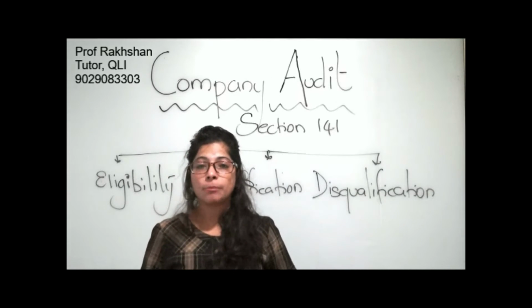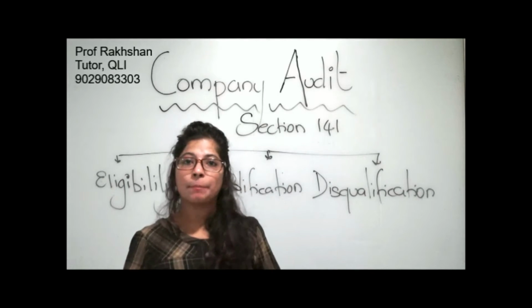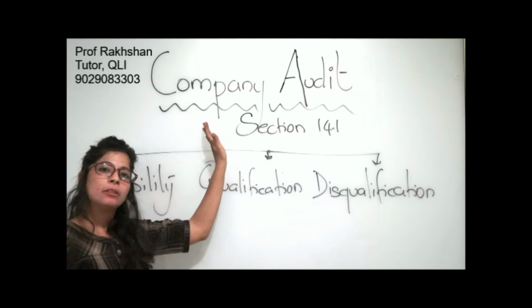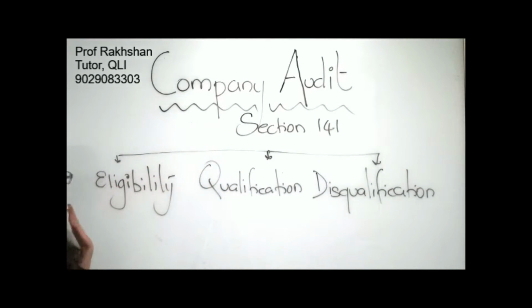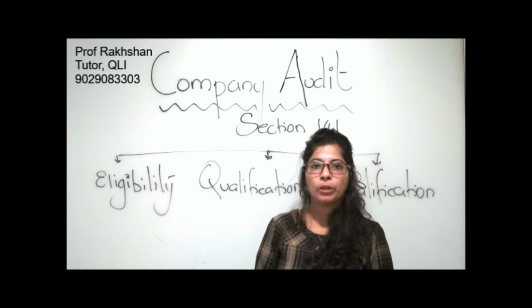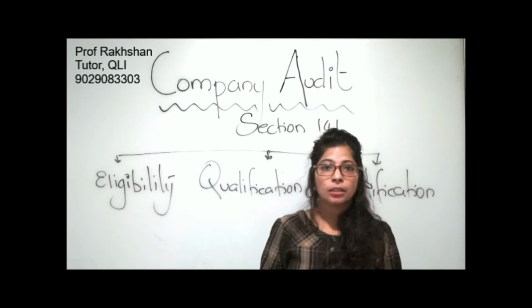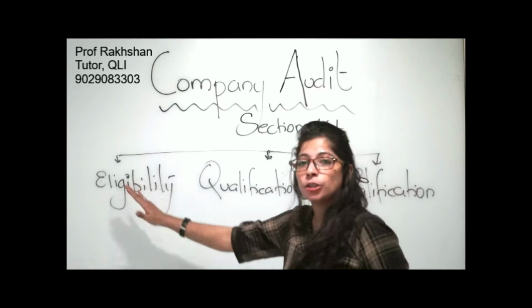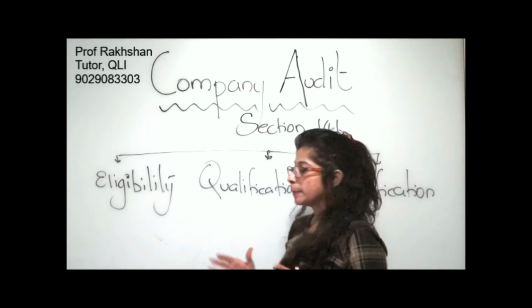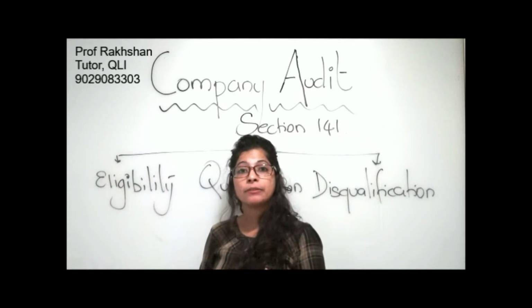Now we're going to talk about section 141 of the Companies Act 2013. What does section 141 talk about? It talks about eligibility, qualification and disqualification of a person to be appointed as an auditor of the company. Now why have they mentioned the word eligibility? Why not only qualification and disqualification? That is because the word eligibility holds relevance.